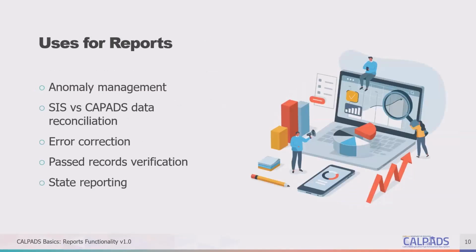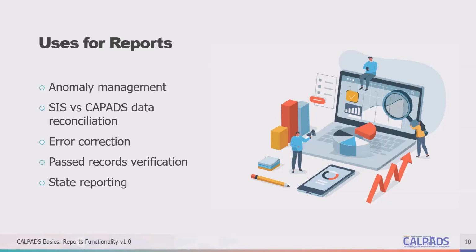Uses for reports. Let's talk about common ways these reports are used by LEAs. Reviewing data in CAlPADS generated reports may help identify discrepancies during the CIS and CAlPADS data reconciliation process. Reports can assist in error correction. Notably, they can reveal timing issues and missing data. They are used to identify anomalies and resolve some anomalies.